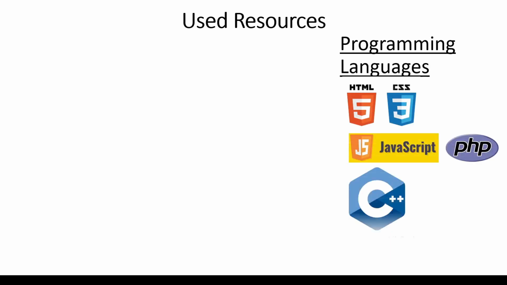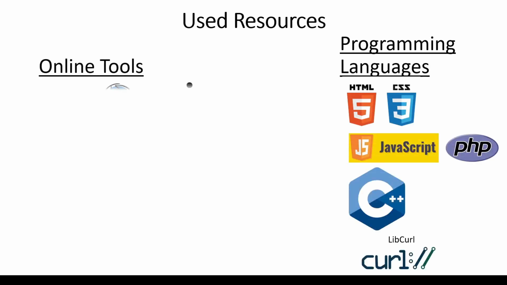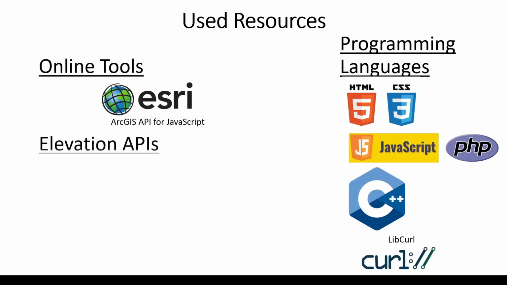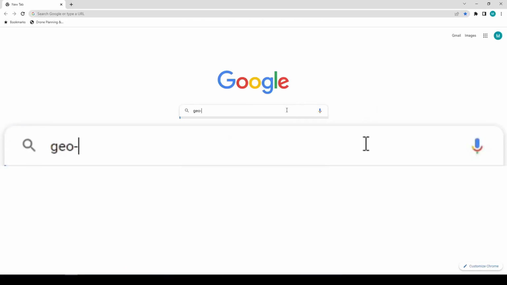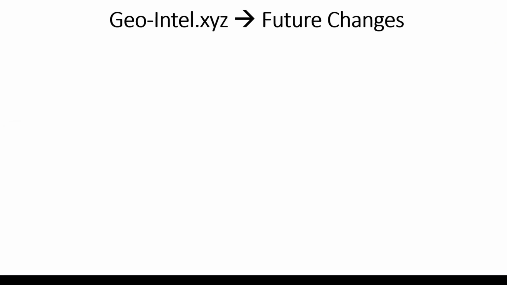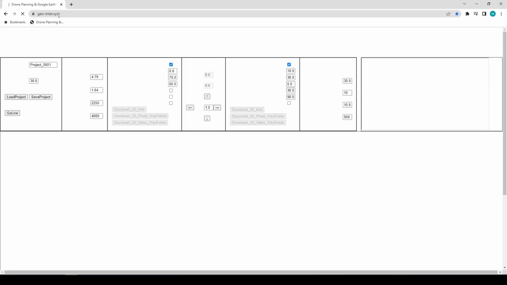But first and foremost, these are the programming languages and used libraries. Thanks to Esri for the great online maps and editing tools, and for the federal agencies that provided elevation APIs at no cost. Go to geo-intel.xyz. In future updates, the same website may host additional tools.